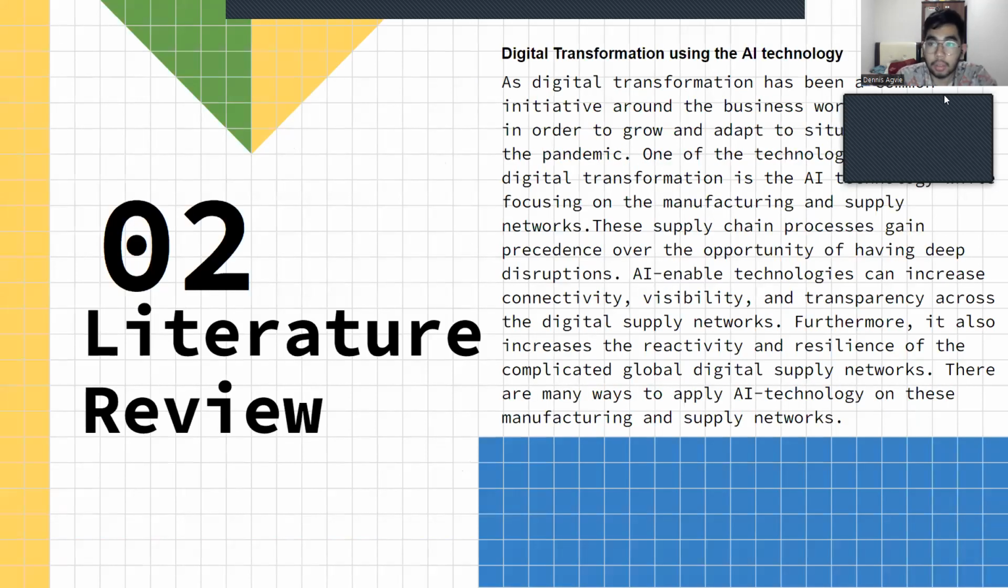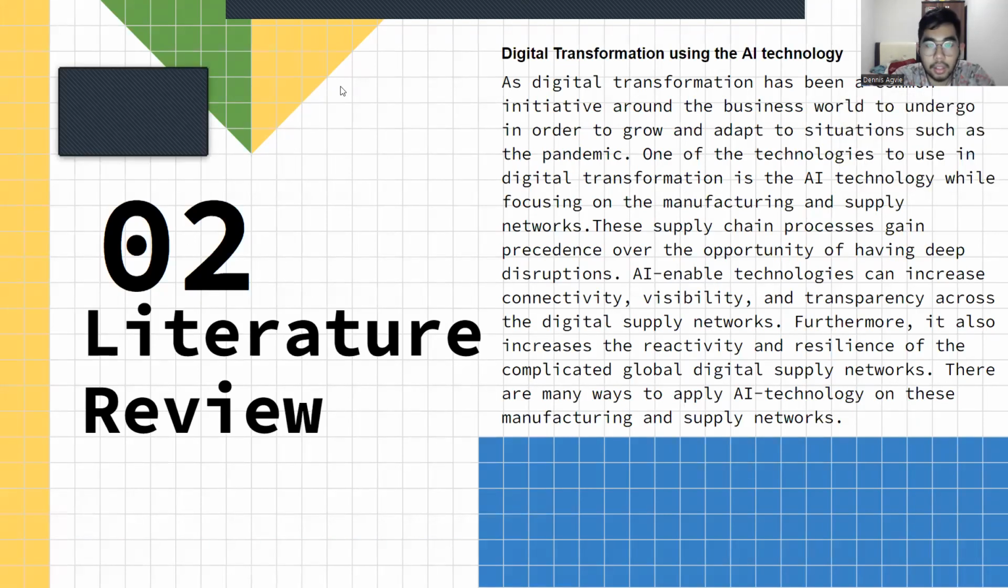And now we'll be talking about the literature review. The first literature review that has been used as a reference to this research is the digital transformation using AI technology. In this research, we talk about digital transformation that has been a common initiative around the business world to undergo in order to grow and adapt to situations such as the pandemic.